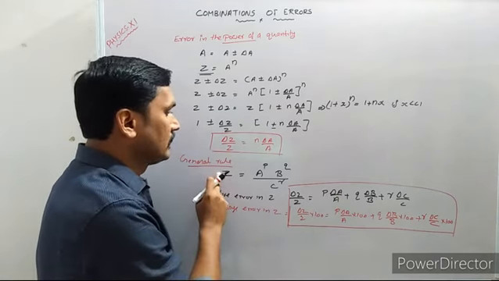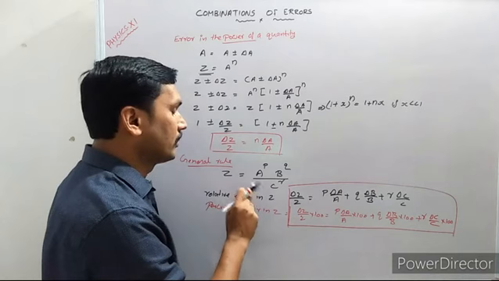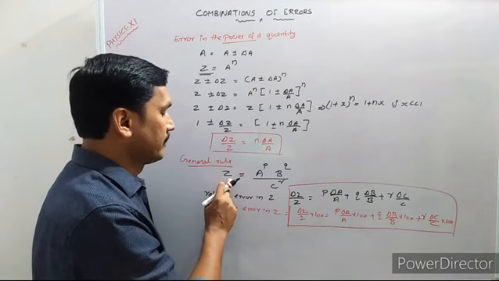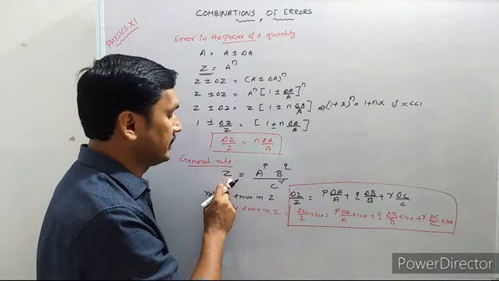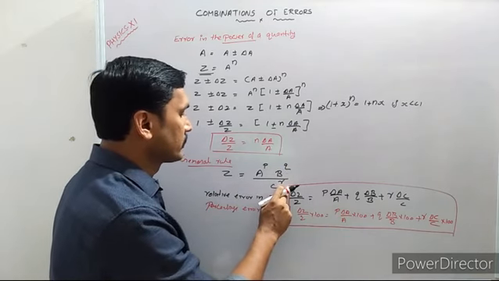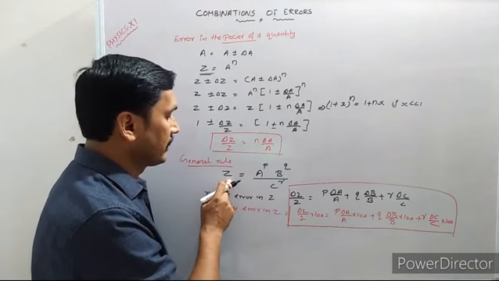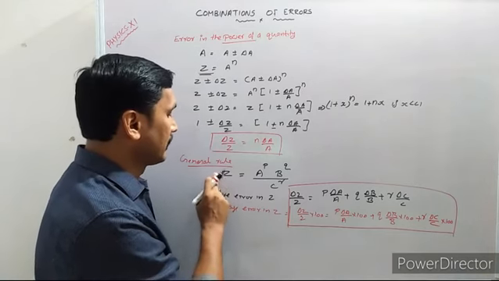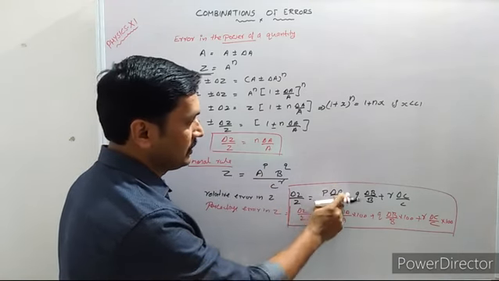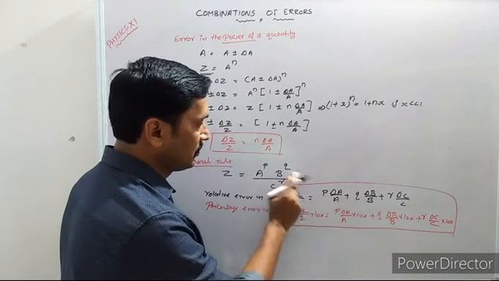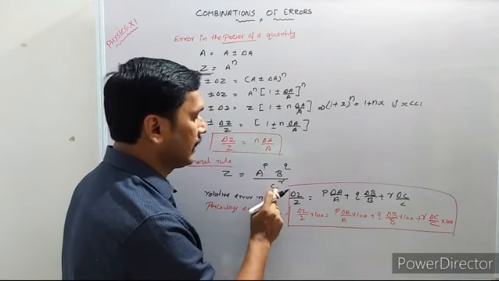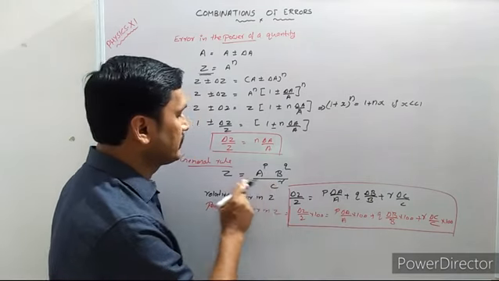Then the general rule, if a physical relation contains multiplication, division and power, we have a general rule to calculate the maximum error in the result. That is, Z is equal to A raised to P, B raised to Q and C raised to R. So what is the error in Z? We write the fractional error, or the relative error in Z, is equal to P times the relative error in A plus Q times relative error in B plus, not minus, plus R times relative error in C.